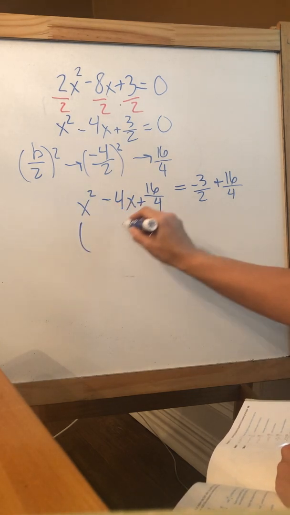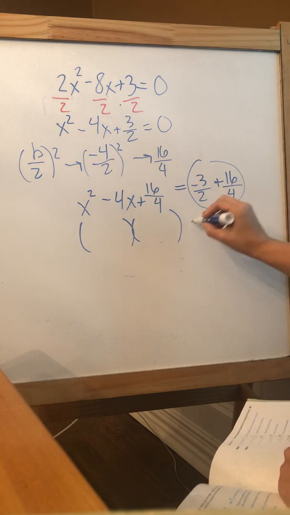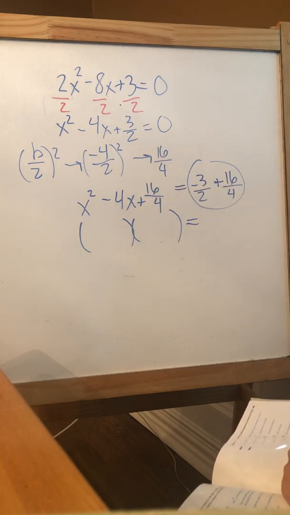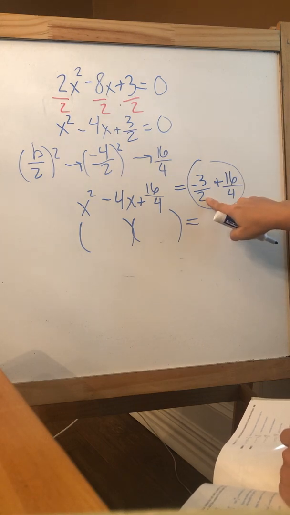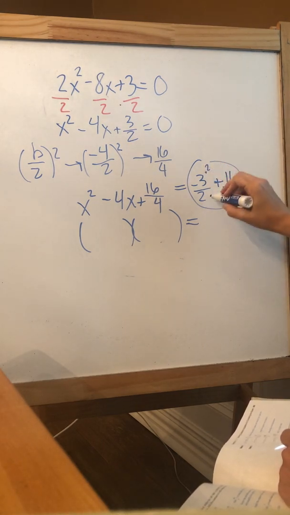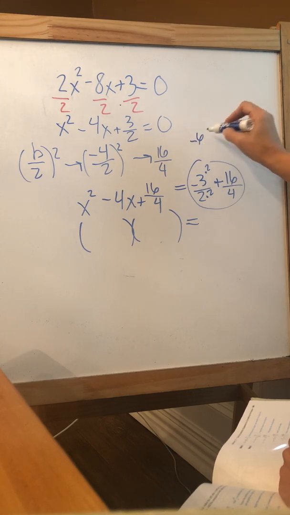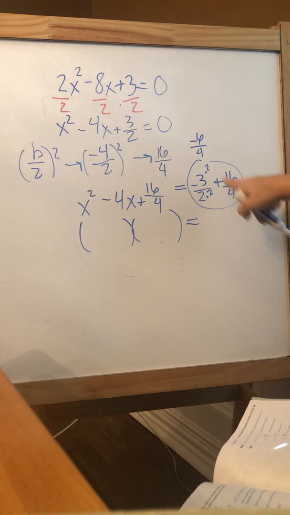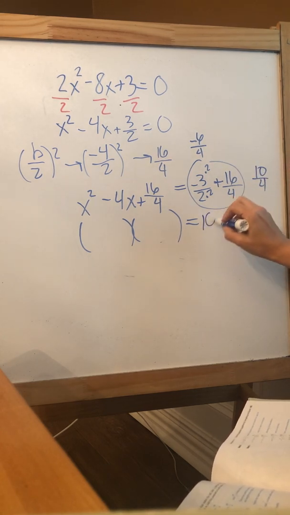Now, let's factor it. Oh, and we need to do this. Okay, so before we factor it, let's take care of this. So we need to convert -3/2 to something with a common denominator of 4 on the bottom. So we're going to multiply everything here by 2. So that's going to give us -6 over 4. And we're going to add that to 16 over 4. So we're going to end up with 10 over 4 here.